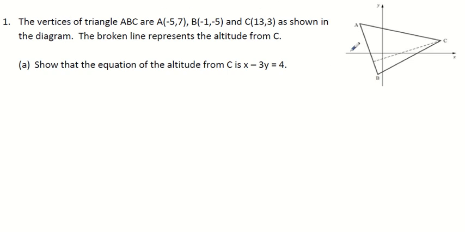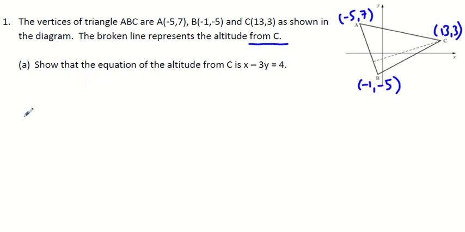We have here a triangle with vertices A(-5, 7), B(-1, -5), and C(13, 3). The broken line represents the altitude from C. We have to show that the equation of the altitude from C is this. We've been given the answer, we just need to prove that.